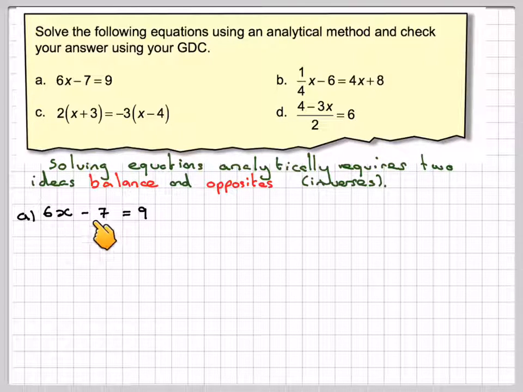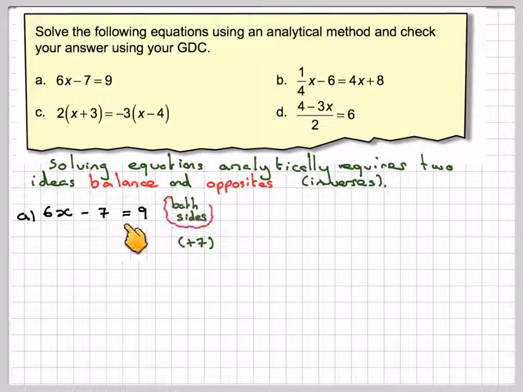A, 6x minus 7 is equal to 9. So the opposite here of minus 7 is to add 7. And remember, you are adding to both sides. Alright, if you add 7 to this side, you just get 6x. You add 9 plus 7, you get 16. You don't need to write in plus 7, just write it on one side. Some people like to write this on both sides as well, that's okay.